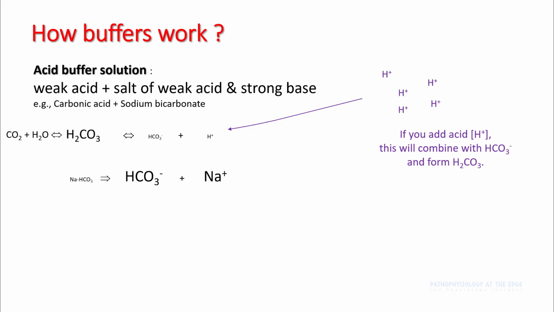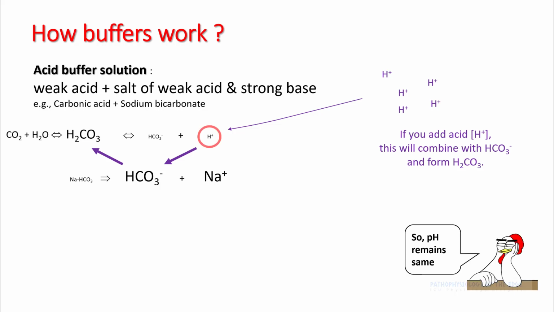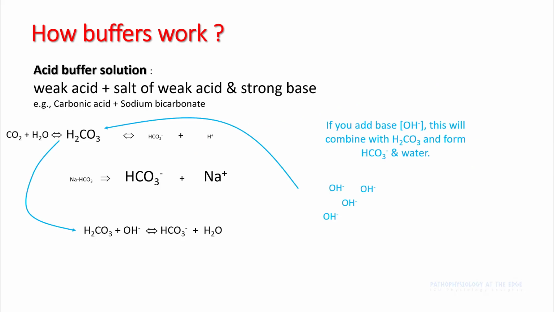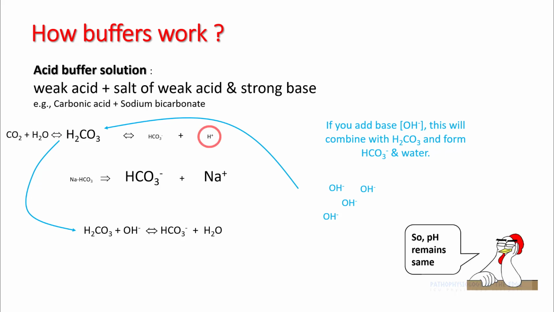If you add a lot of H plus ions, that is acid, this will combine with the bicarb ion and form carbonic acid, which will be equilibrated by your respiratory system. So your H plus ion will remain constant. If you add hydroxyl ion, this will combine with your carbonic acid to form bicarbonate ion and water, and therefore your hydrogen ion concentration will remain the same. I would like you to remember this concept very well, because you will need it in understanding why giving bicarb pushes does not work all the time, and why you need a good respiratory system function to maintain your pH.